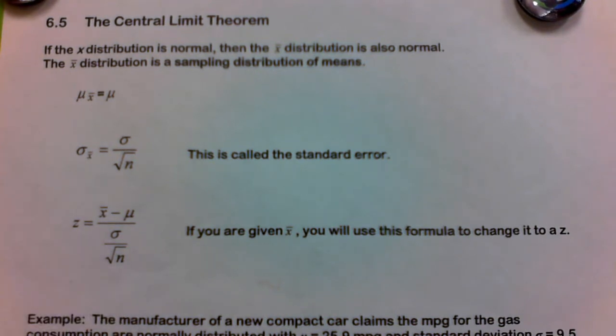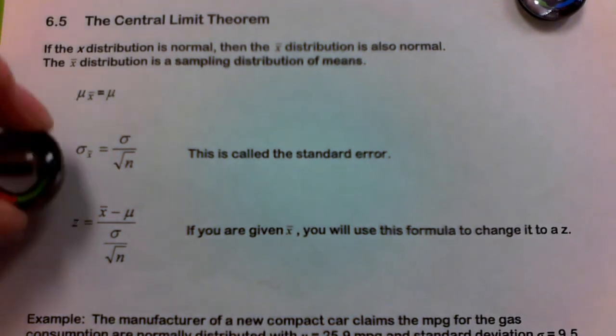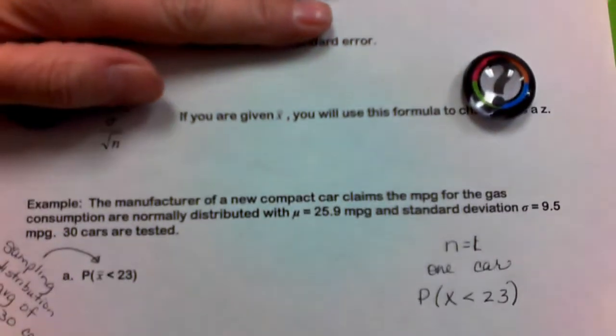Now, what you have to recognize is, when do I use the z that's x minus mu divided by sigma, or x bar minus mu divided by sigma divided by the square root of n? And it's all as to whether you're talking about one item or multiple items. So, let's start looking at some examples.